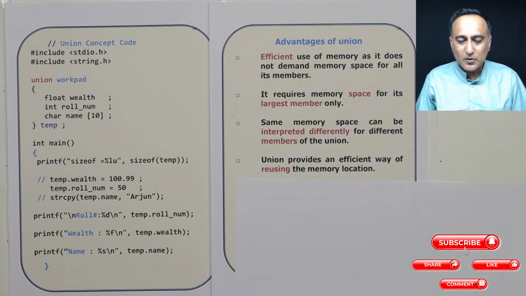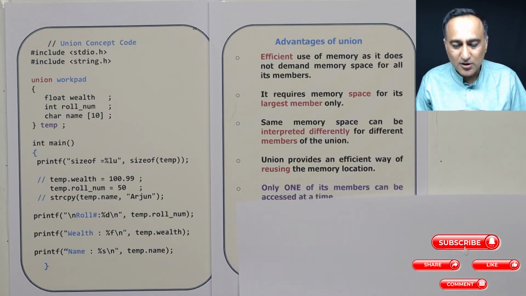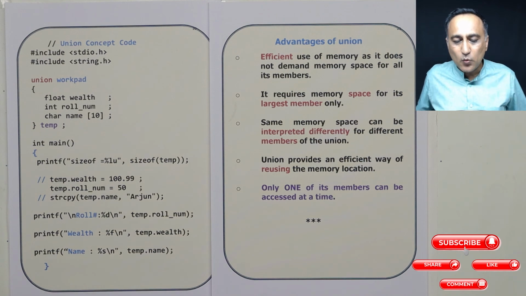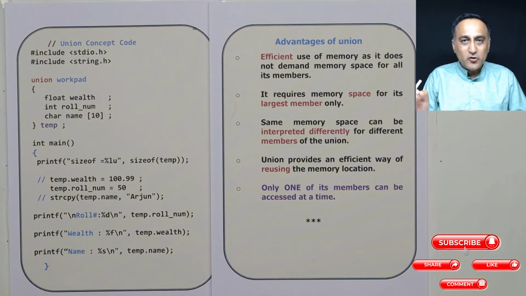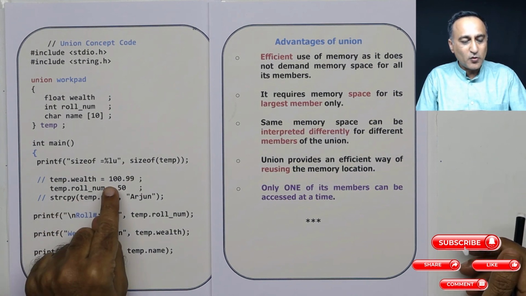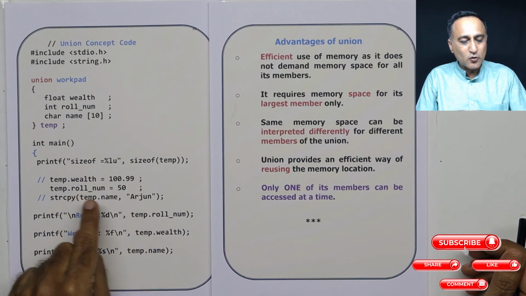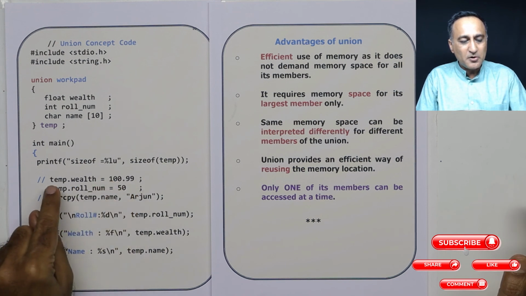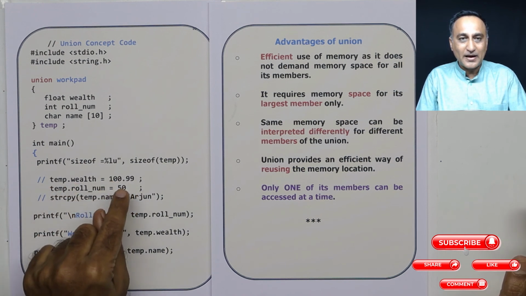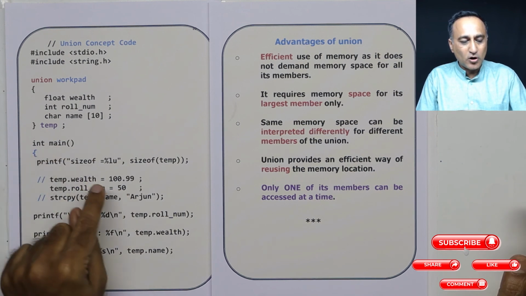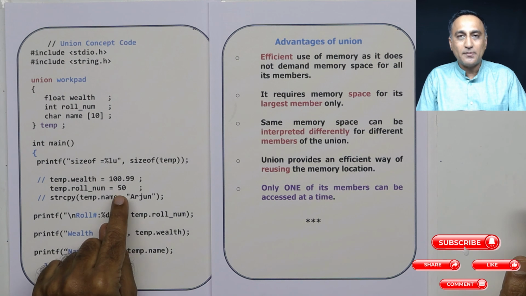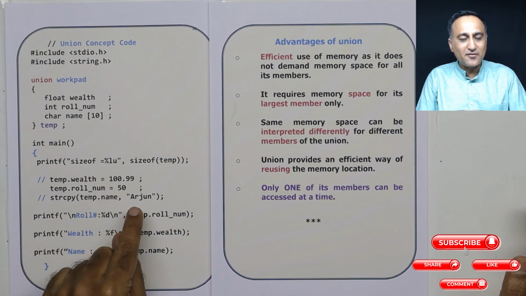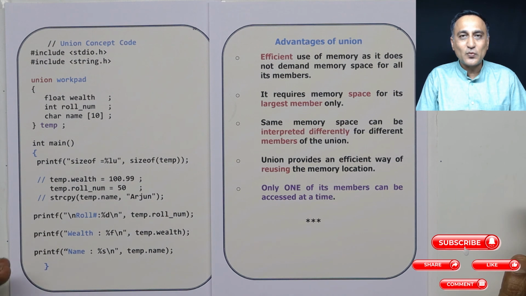A union provides you a very efficient way of reusing memory when you have restrictions on memory. Most important, only one of its members can be used or accessed meaningfully at a given point of time. So for example, if you give wealth as 100.99 and you try to use roll number or name, you're going to get garbage. When you initialize wealth with 100.99, be sure you use only temp.wealth at that point of time. Subsequently, you can change roll number to 50 and then use only roll number. But don't try to initialize three different values and use them in three different ways. You're going to get garbage.